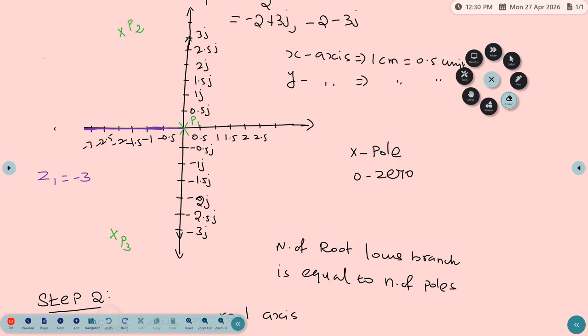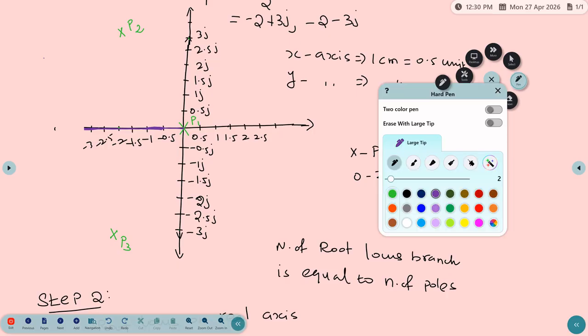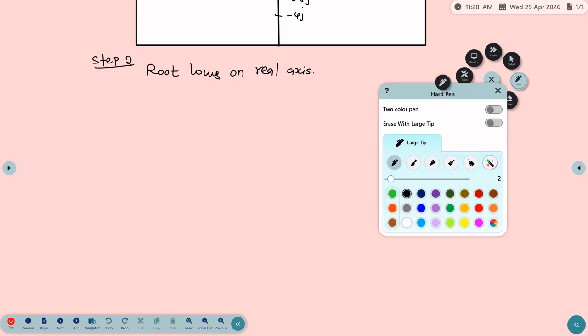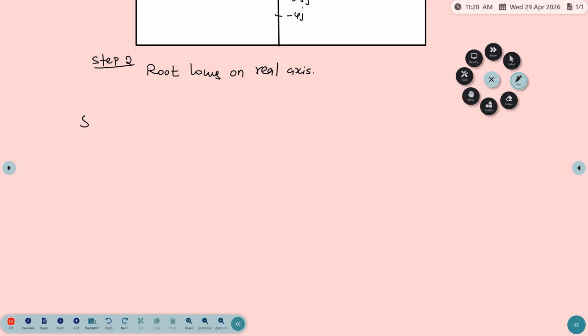Since we don't have any zeros for this problem, your original root locus is, we are getting that root locus up to the end of the graph sheet. So for this problem, we should make 3 root locus branches. Out of 3 root locus branches, the first is over. This is our step number 2. Sorry, step 3.